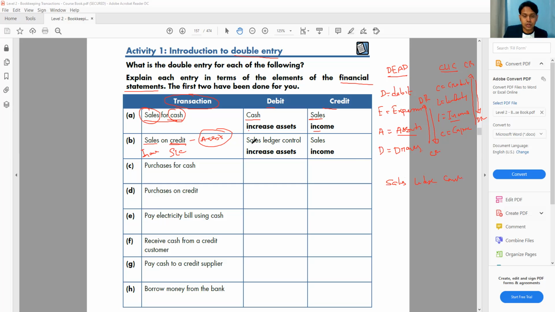So sales ledger control is a debit because asset is increasing, because I have one more customer who is going to pay me. So that's my asset. That is debit, and sale is income anyway, so sales is a credit.